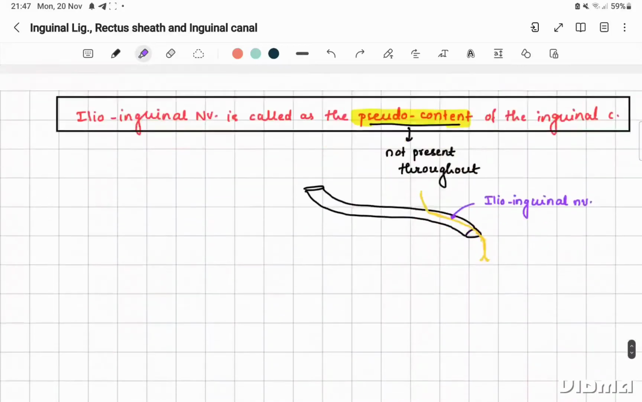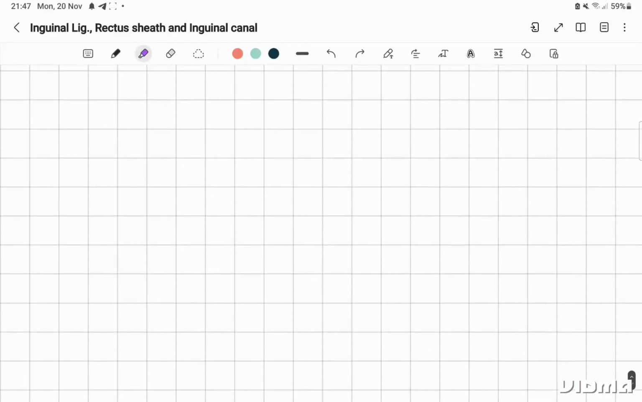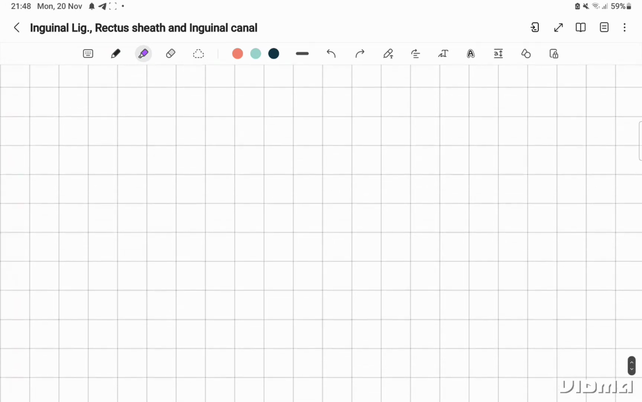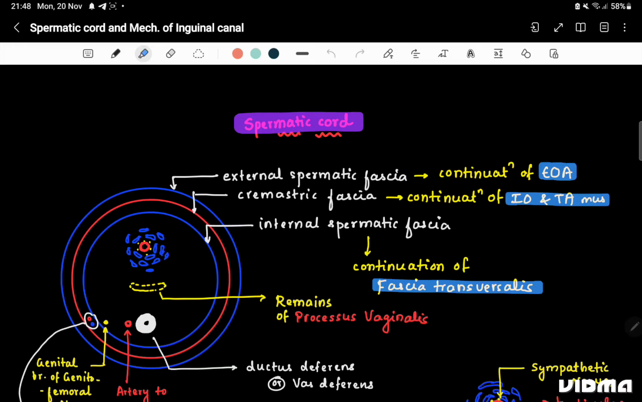You can see this diagram for more details, and this completes the inguinal ligament, rectus sheath, and the inguinal canal, each of which can be a short note. So let's move on to the next concept, which is called the spermatic cord. Spermatic cord is present only in males.